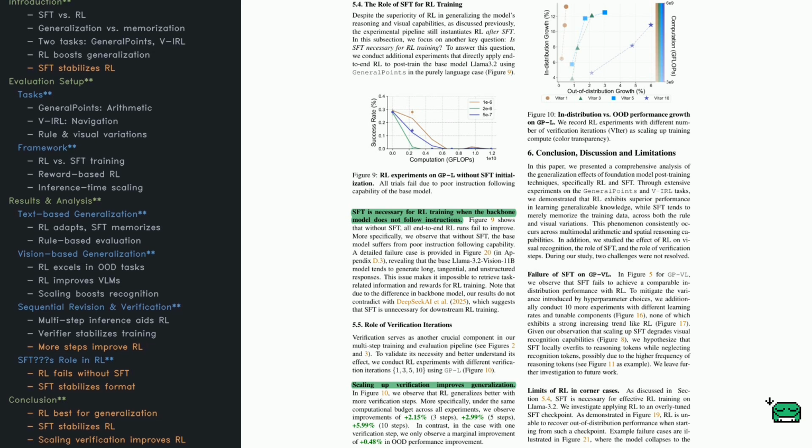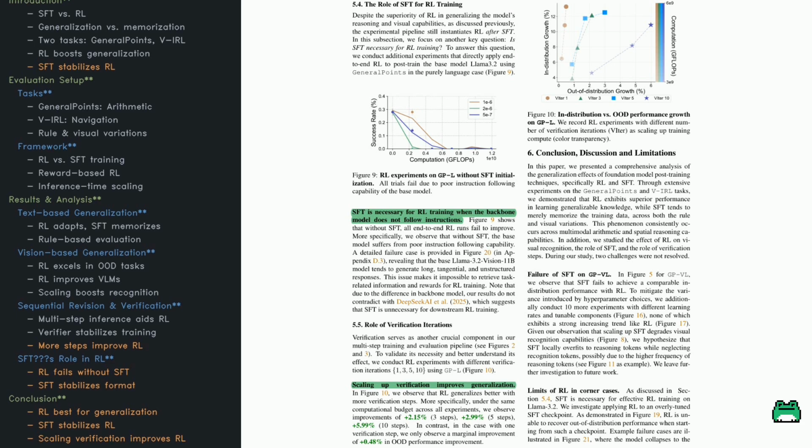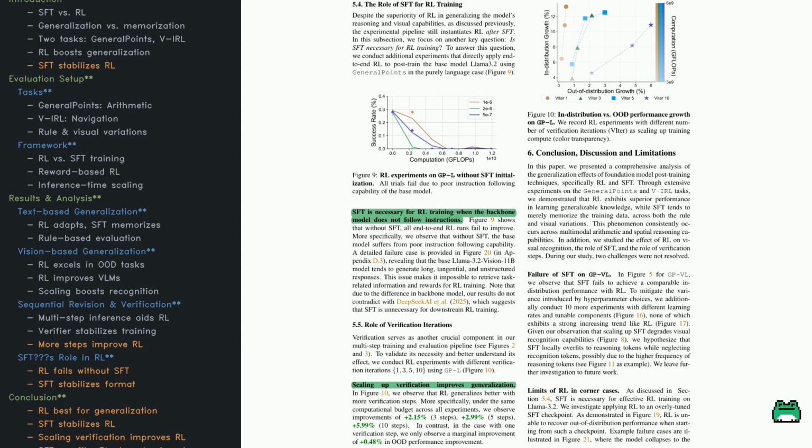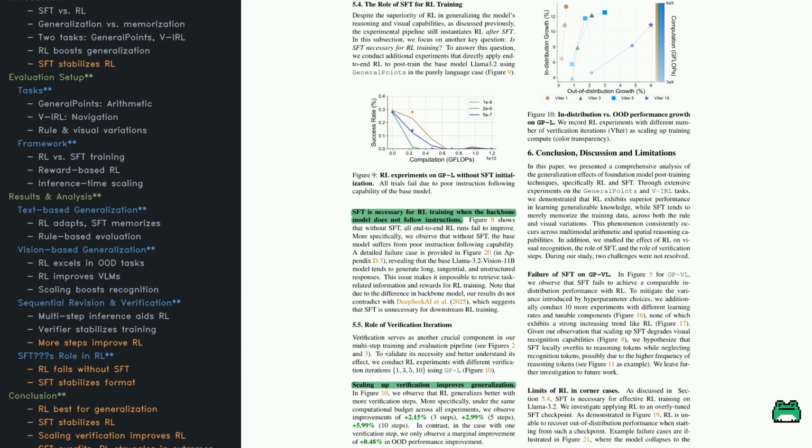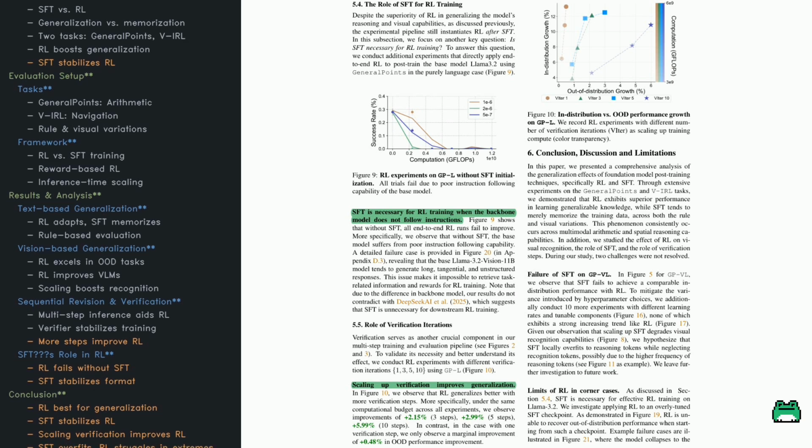The conclusion ties everything together. RL is the clear winner for generalization, but SFT still has a role. It helps stabilize models so that RL can actually work. Without SFT, the base model struggles to learn from RL training. Meanwhile, scaling verification steps is another crucial factor, as it allows models to refine their understanding better over multiple iterations.